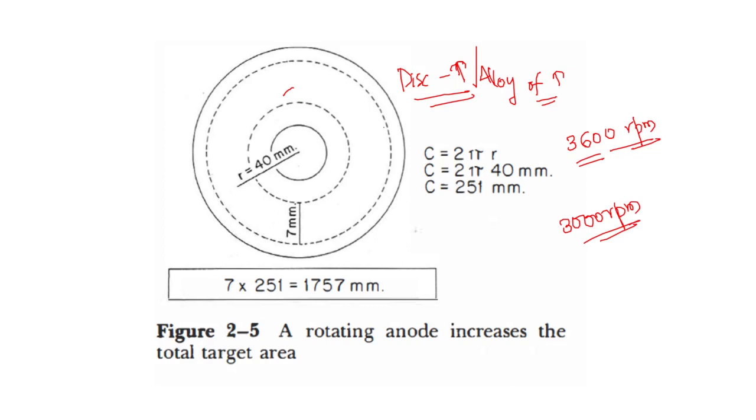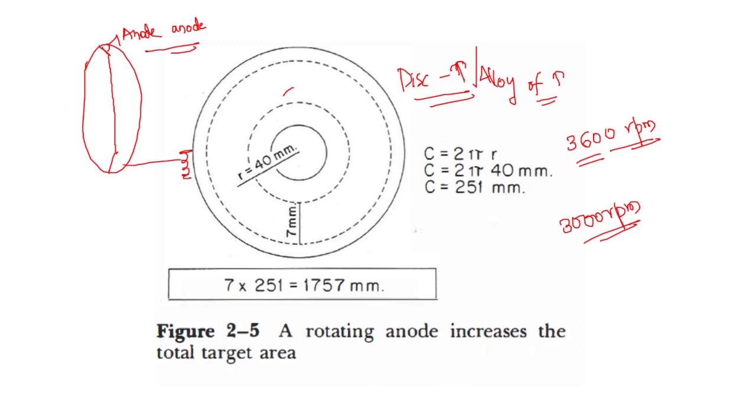So the tungsten disc is made to have a beveled edge. If this is the tungsten disc, we have already learned about the line focusing principle. So the tungsten disc is made to have a beveled edge so that the anode angle is maintained, so that the actual advantage of the line focus principle is obtained. The purpose of this rotating anode is that if the anode is rotating, the cathode is made very small and the anode is made very large.